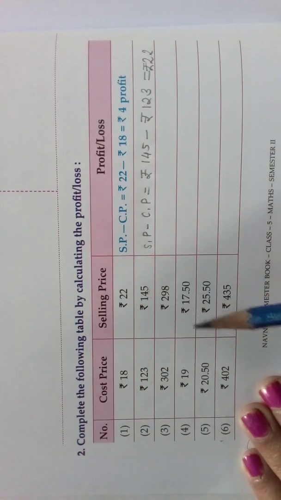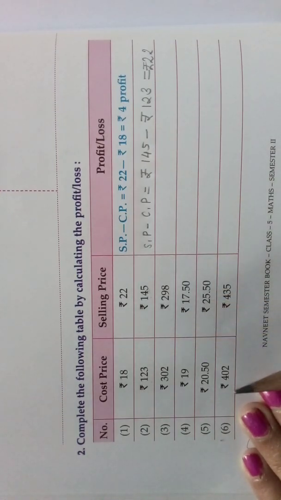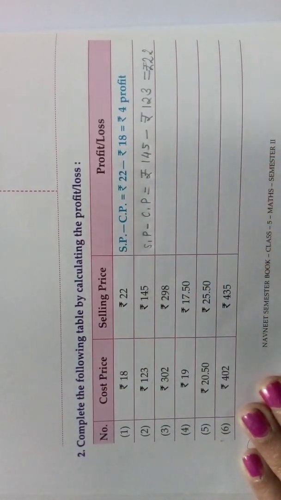And you know, if selling price is greater than cost price, it is a profit. If selling price is less than cost price, then it will be a loss. Understood? Come, we will go to the next page and we will see the next main. Do the remaining sums. Understand the concept and do it like that.